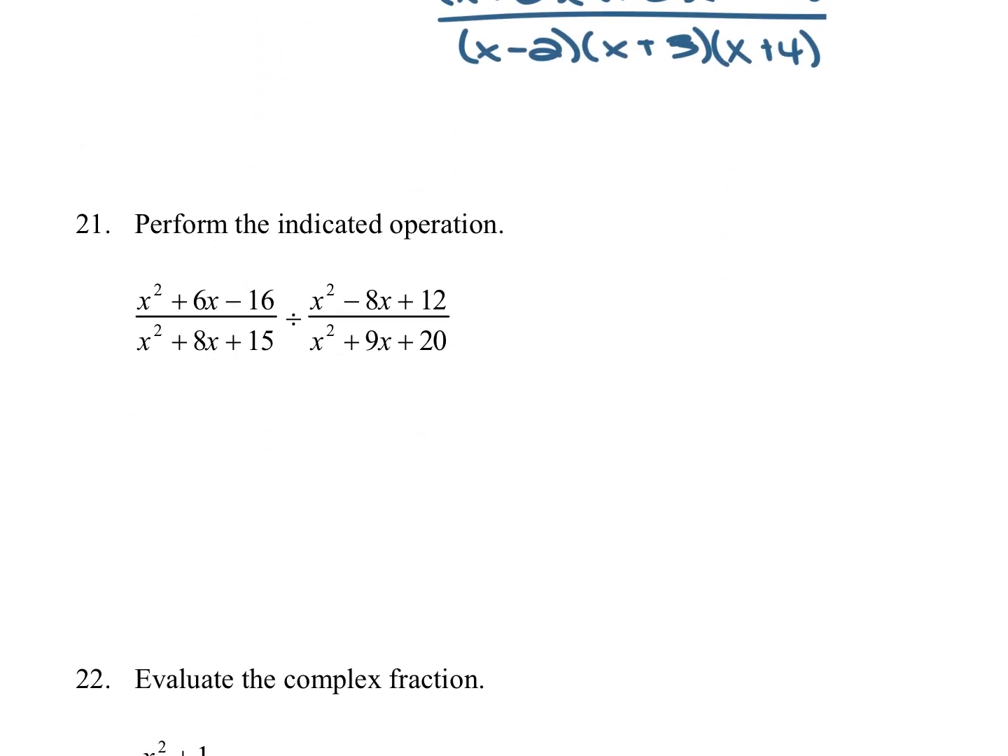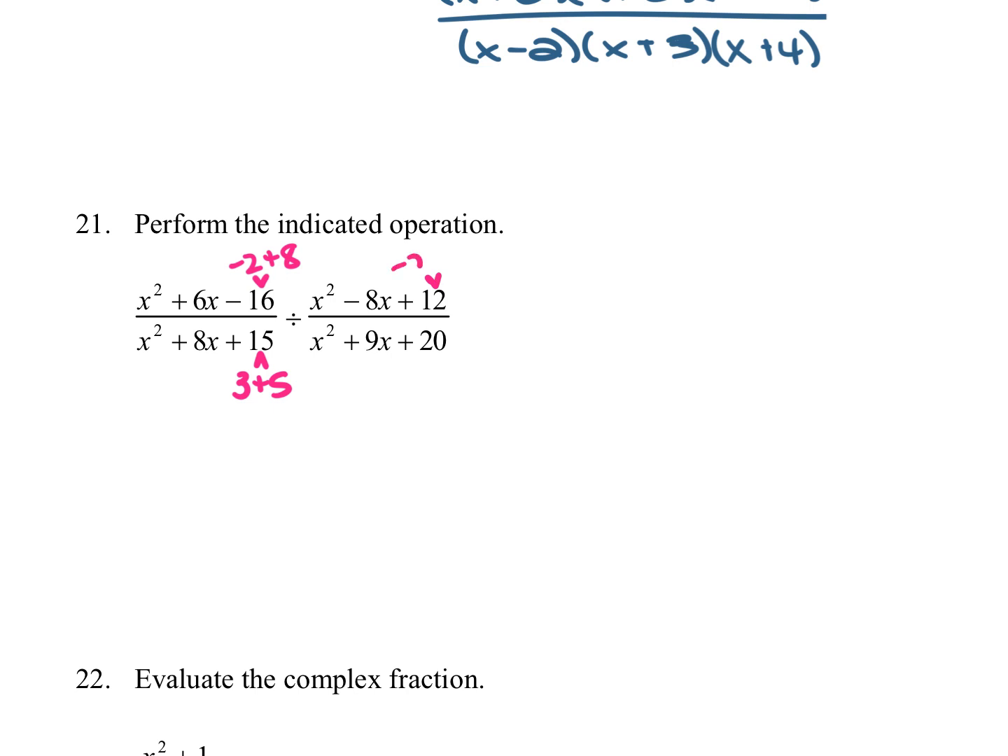For number 21, you have x squared plus 6x minus 16 over x squared plus 8x plus 15, divided by x squared minus 8x plus 12 over x squared plus 9x plus 20. Remember, when you're dividing fractions, keep, change, flip. So let's do the same thing you did with the last one. Find the factors first and factor these all out before you keep, change, flip, and multiply. So that's negative 16. You have factors of negative 2 and positive 8 that add up to be 6. 15 is 3 and 5 that give you 8.